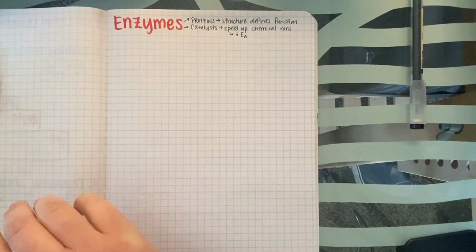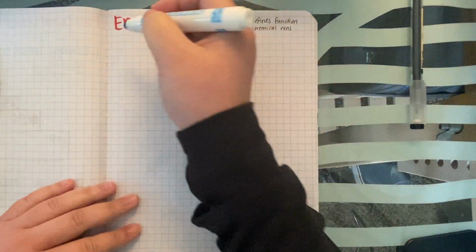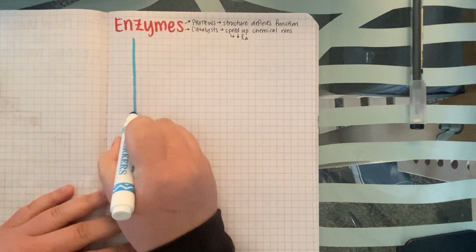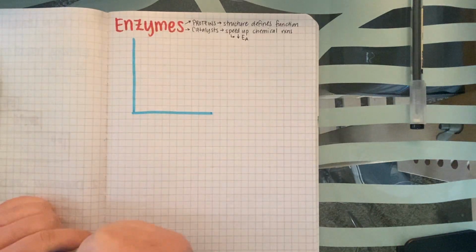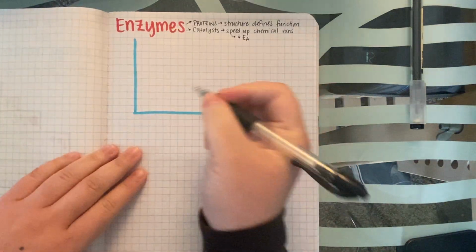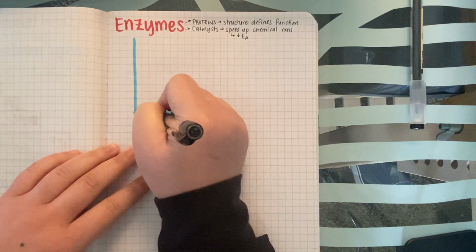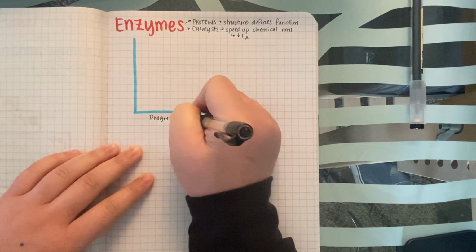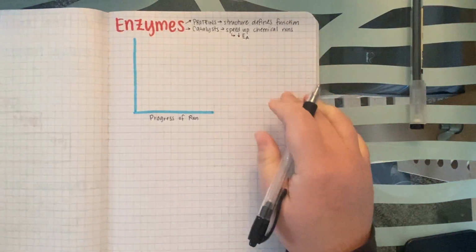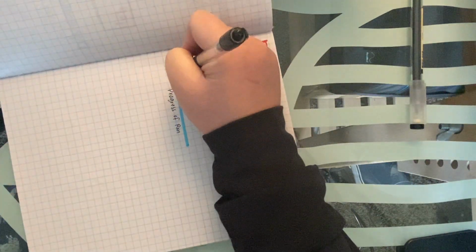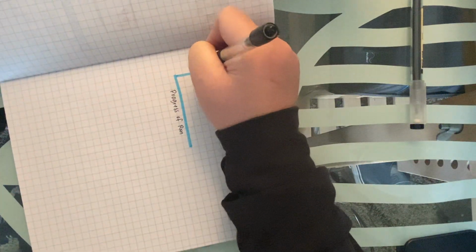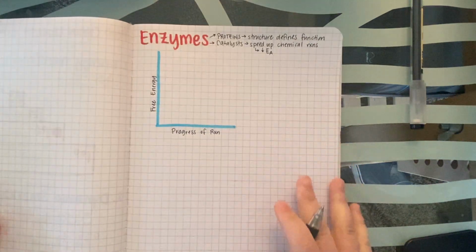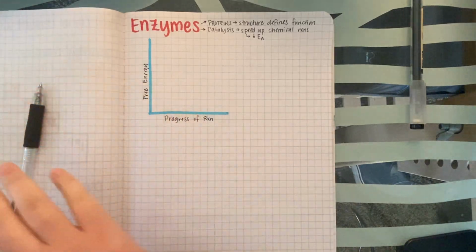So let's draw what this would look like. Have your axes. Over here on your x-axis, you're going to have progress of reaction, so it'll be time. On your y-axis, you're going to have free energy. Awesome. So if you remember, we're just going to draw a regular exergonic reaction.